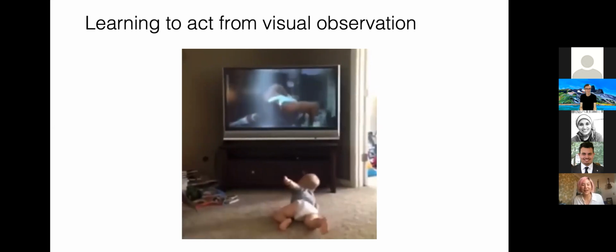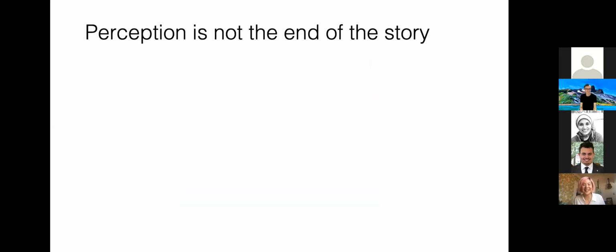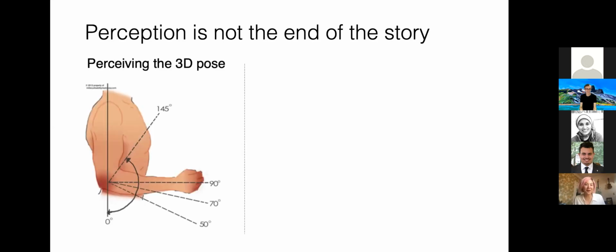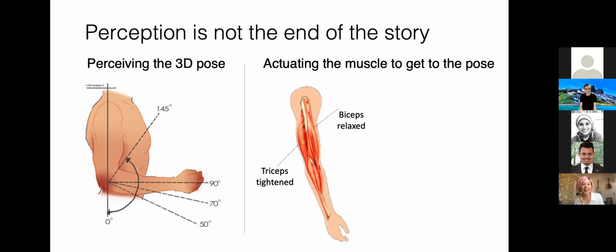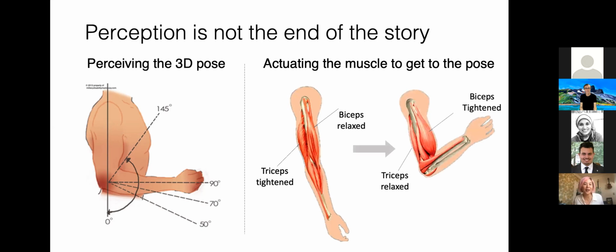Well, perception is really not the end of the story. Methods like HMR and HMMR would give you these SMPL parameters from the images, but that is step one. Then, in order to act and imitate, you actually have to actuate your body, which might have a different topology, as for these virtual agents. They need to actuate their bodies in order to get to the pose.